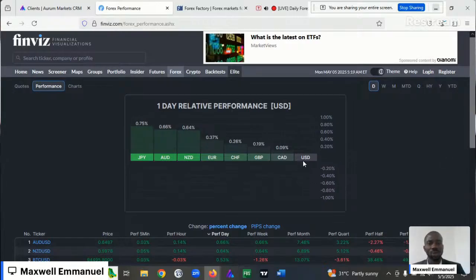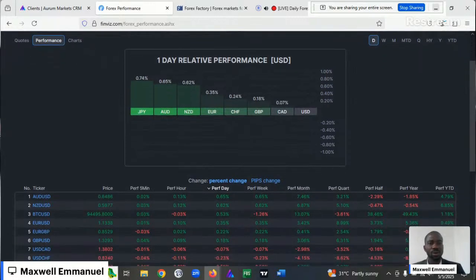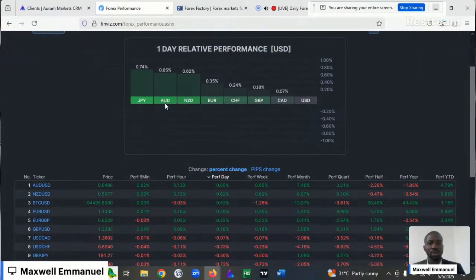So dollar is weak today. So best to look for buys on Australian dollar USD and also New Zealand USD. GBP is weak. CAD also is weak. So if you look at Australian dollar CAD at the moment, it is bullish. If you look at New Zealand CAD, it is bullish. Look at Euro CAD, it is bullish. Let's just confirm that on the chart.